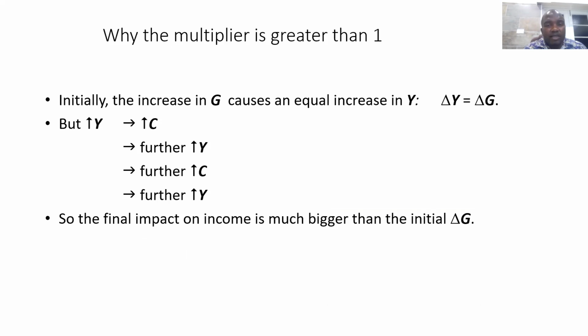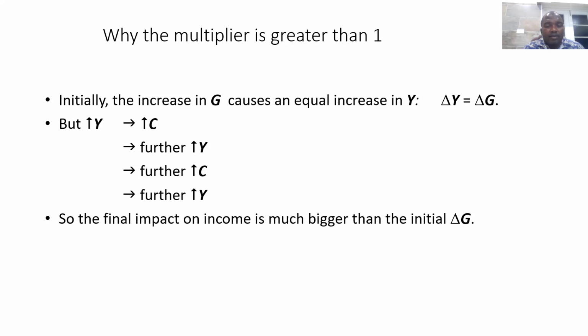So the question is, why is the multiplier greater than 1? The answer is that initially the increase in government spending causes an equal increase in national income. Delta Y is equal to delta G, but as national income increases, we expect consumption to increase, which increases national income further, which increases consumption further, which increases national income further, until we have got an infinite geometric series, which will be converging at a certain point.